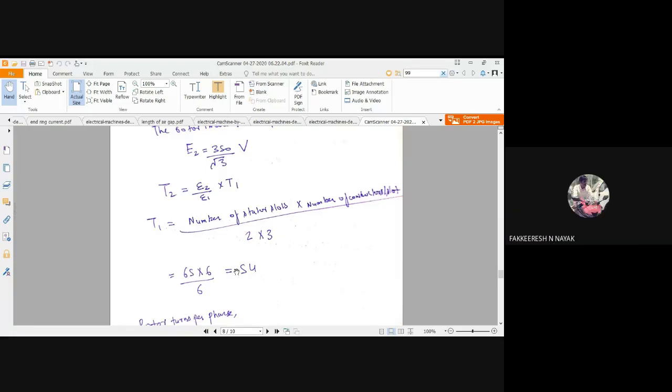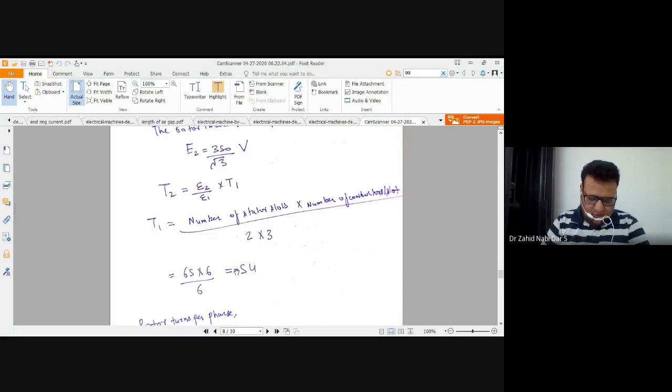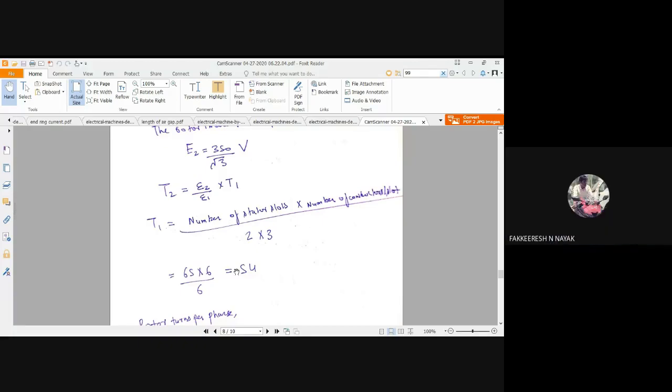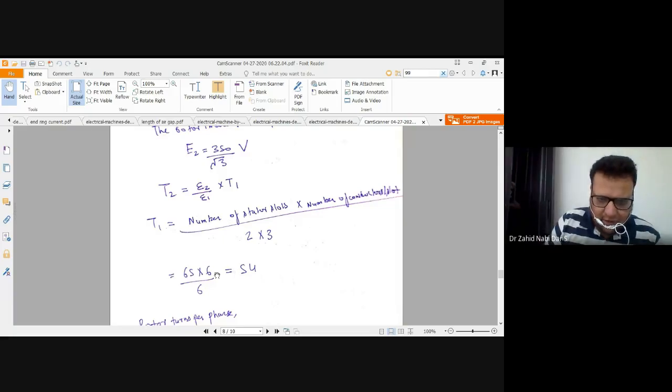Sir, 65 came. 65 into 5 divided by 6. Yeah, 54.16. So here it has to be 5, not 6, because the number of conductors per slot is 5.